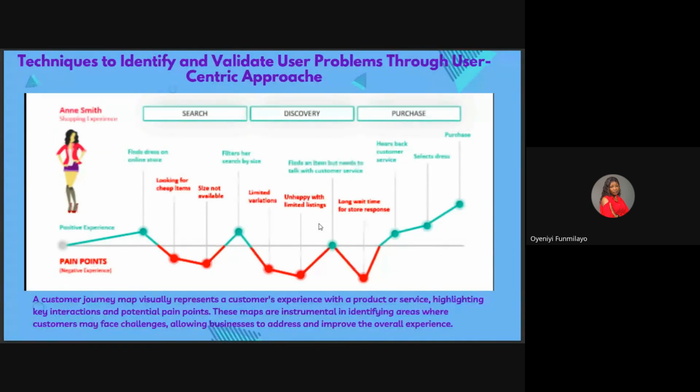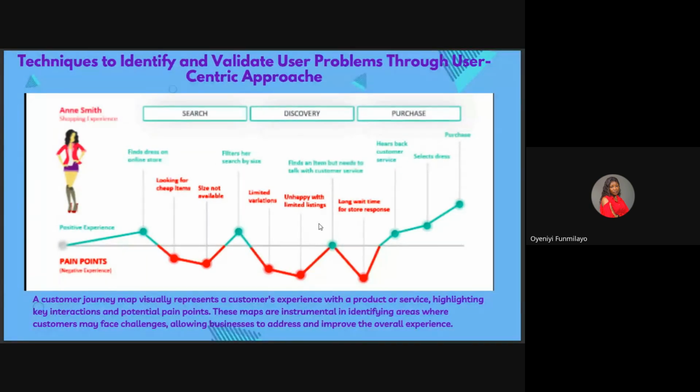After she spoke to customer service, customer service does not respond on time. Some people will drop off at this point. It's not everybody that will purchase, because somebody like me, I find an item, I send customer service a message, they do not answer, I will just go. Now she has to wait for customer service to respond. Maybe let's say they use 24 hours or more than 24 hours to answer her. She's not happy about it. Then let's say after 24 hours, she finally hears from customer service. She's happy about it. Then she selects her dress and purchases the item.